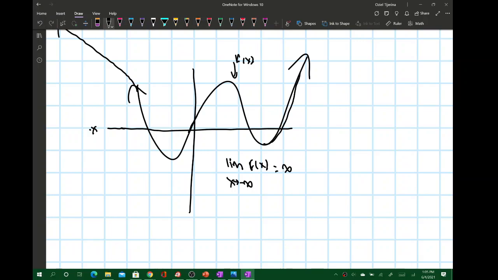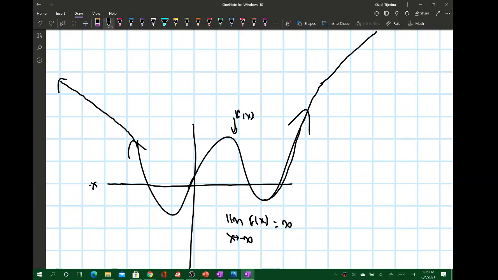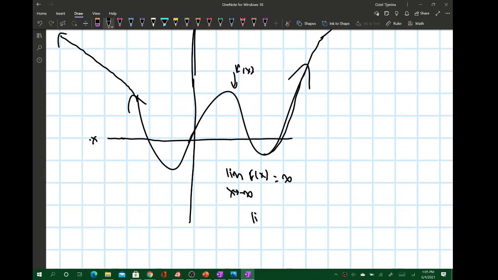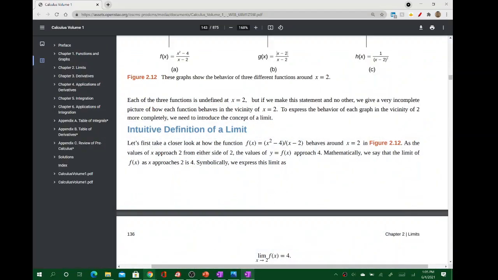What about over here? As x goes to infinity, it's going to keep going up, like forever in the positive y value. So what does that mean? The limit as x approaches positive infinity of f of x will be positive infinity. That's all that's saying.